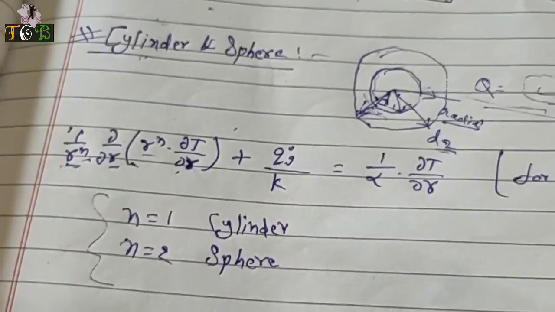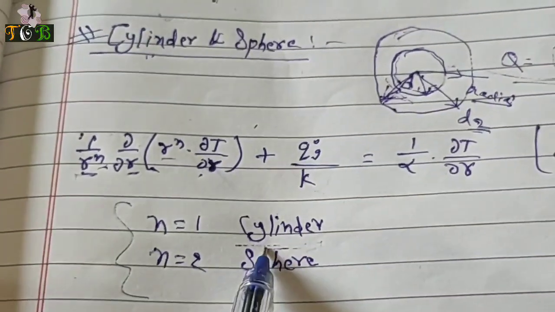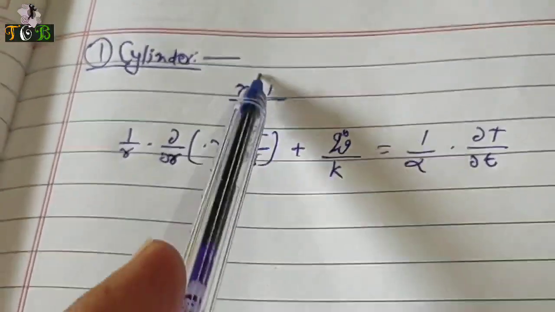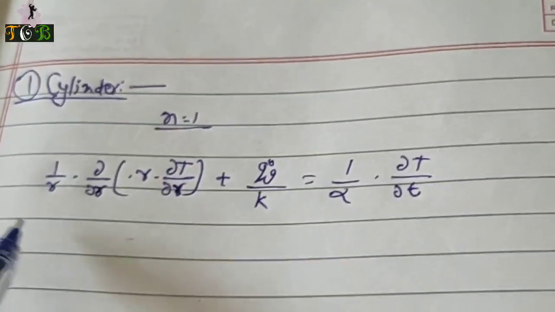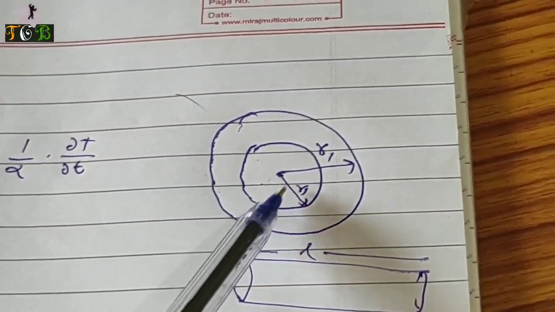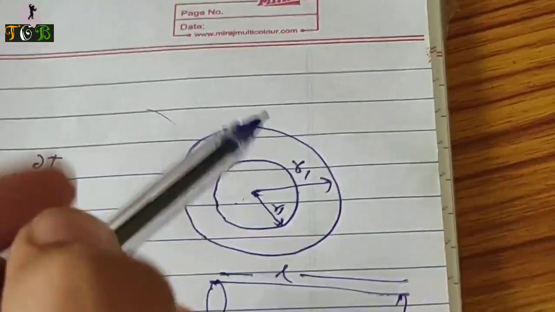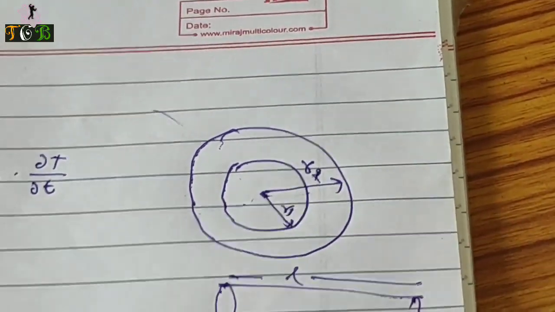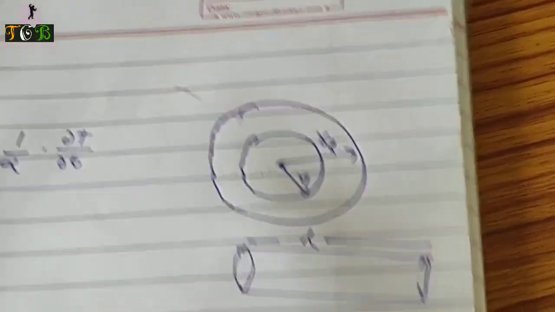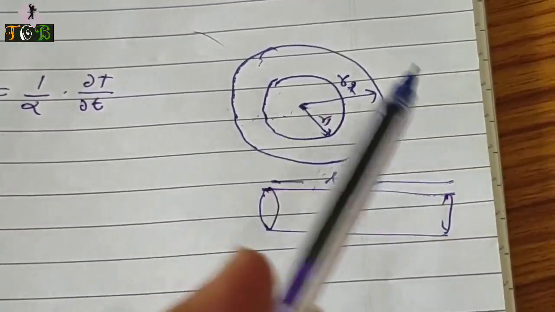So let's make it easier, and let's first talk about a cylinder and what we can do about it. If we put n equal to 1, then we get the equation for a cylinder. We can assume that the cylinder has inner radius r1 and outer radius r2, and it is a hollow cylinder we are talking about, and it has a length of L. So it's actually a pipe.